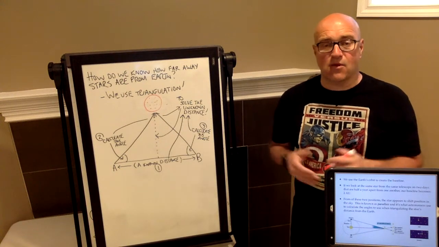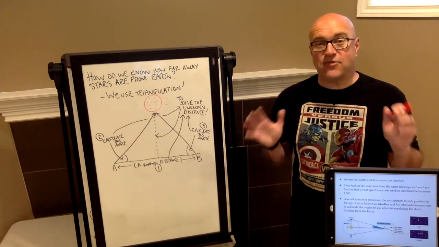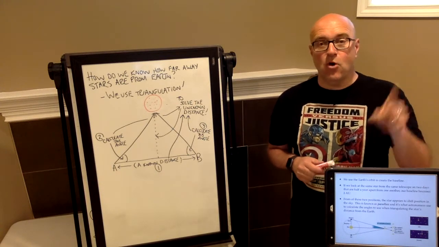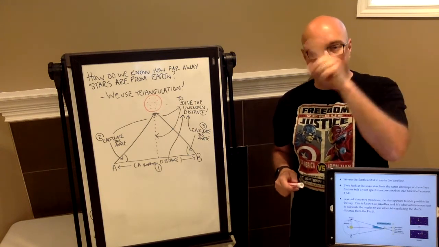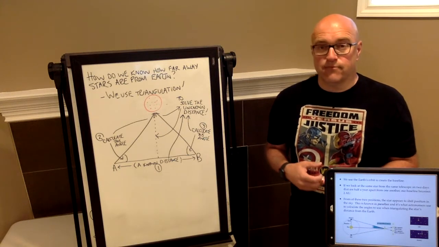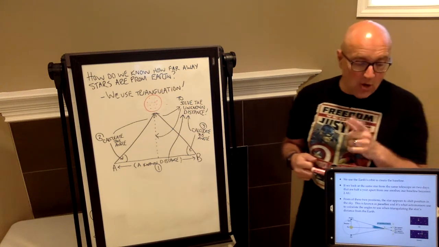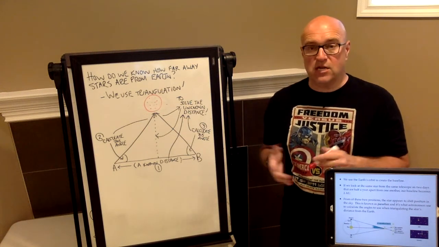Now, the biggest distance that we can get, you've got to remember, is that the Earth is not stationary. That's the key to this. The Earth is always spinning around the sun. Now, do we know the distance of the Earth to the sun? We do. It's 1 astronomical unit, right? So we know that distance. We're guaranteed to know that distance.